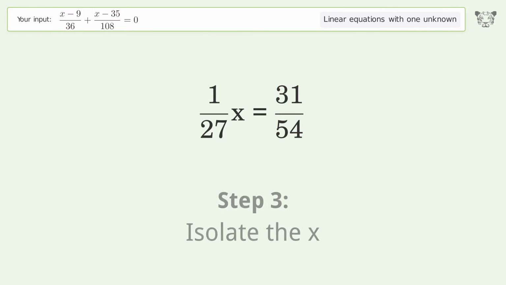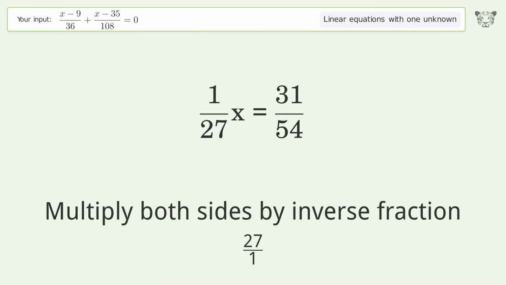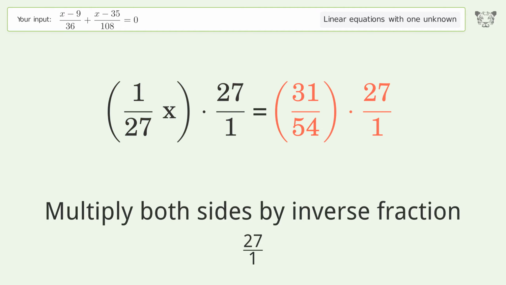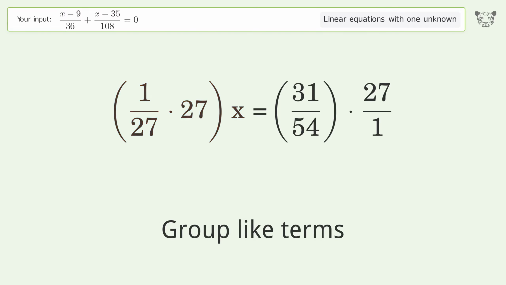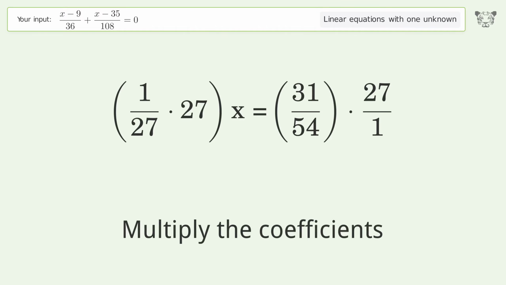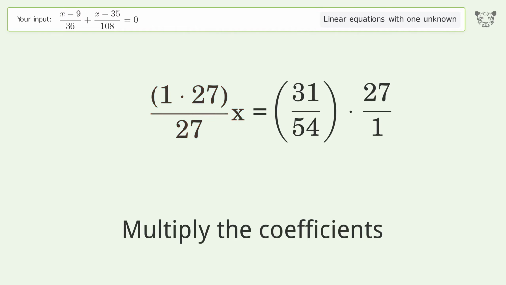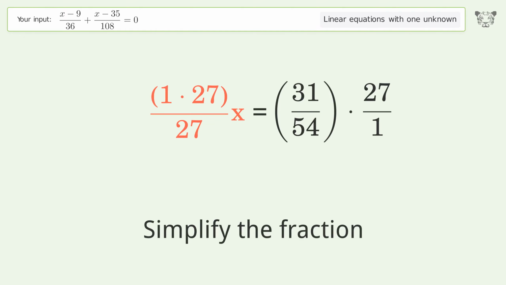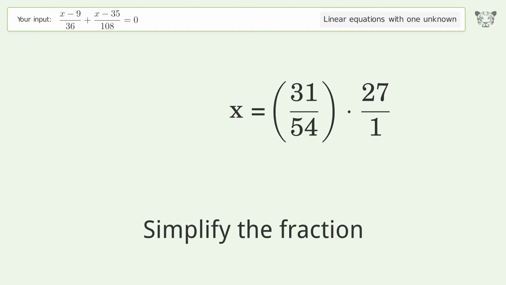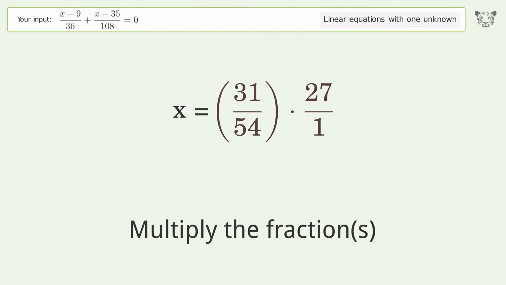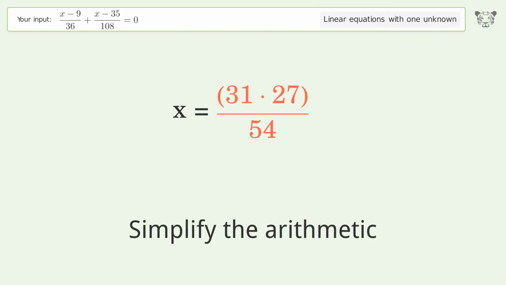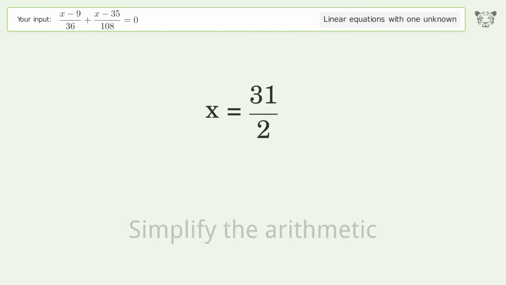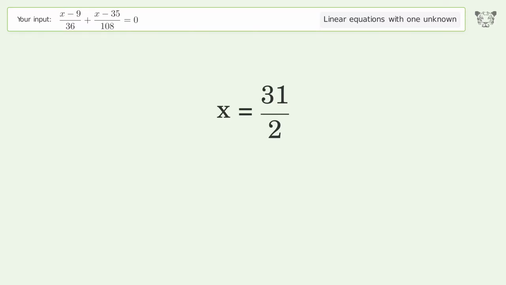Isolate the x. Multiply both sides by inverse fraction 27/1. Group like terms. Multiply the coefficients. Simplify the fraction. Multiply the fractions. Simplify the arithmetic. And so the final result is x equals 31/2.